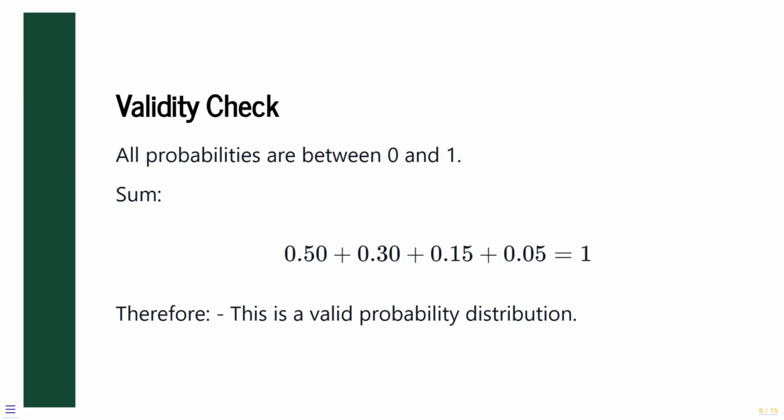Before using the distribution, we verify that it is valid. Every probability in the table lies between 0 and 1, satisfying the first condition. Next, we add them together. 0.5 plus 0.3 plus 0.15 plus 0.05 equals 1. Since both conditions are satisfied, this is a valid probability distribution. Performing this check should become a habit whenever you encounter a proposed distribution.